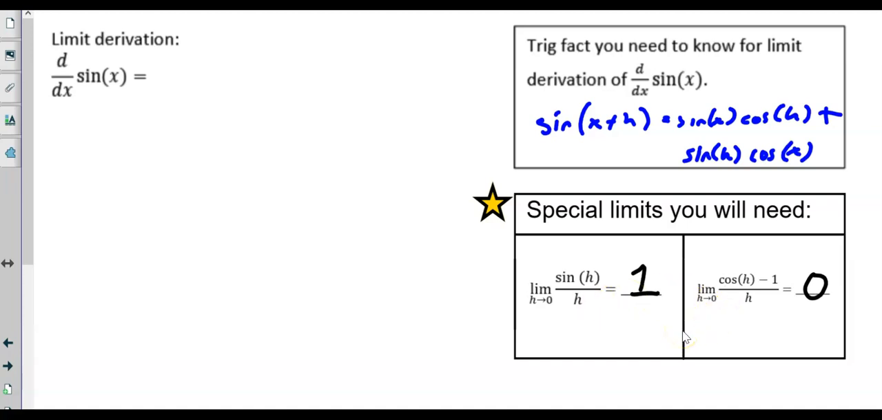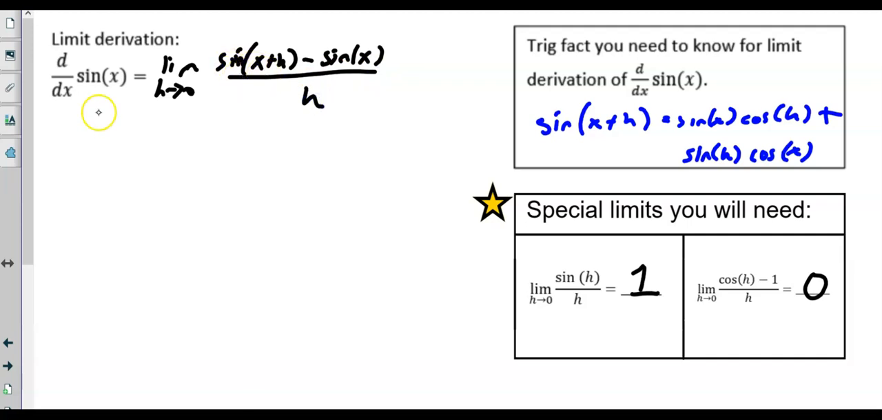Let's derive this. And again, you will never have to do this, ever again. The derivative of sine x is going to be equal to the limit as h approaches 0 of sine of x plus h minus sine of x, all divided by h. This is the derivative formula for sine of x. Remember, d dx means take the derivative of sine x. We're using a limit. After this, you'll never have to do that again.